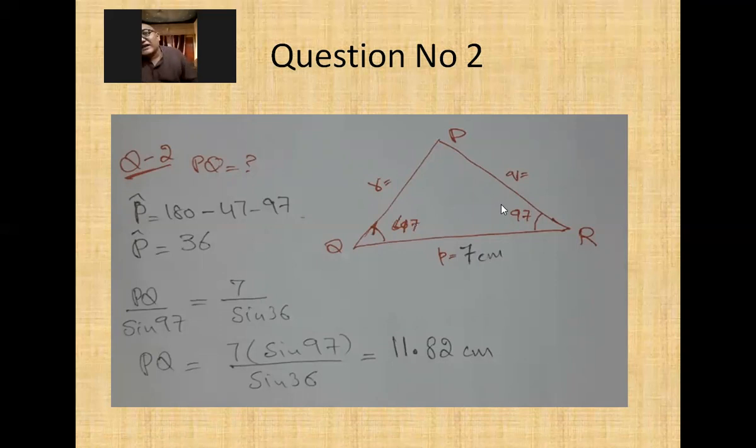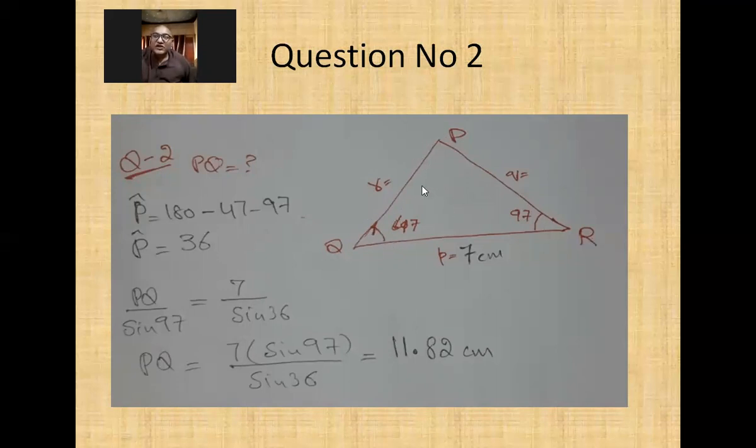These two angles are given, so I can find the third one, and that will be 180 minus 47 minus 97, and you will get 36. So this angle is 36. So this side I know, and the angle opposite to this side I also know, that's 36. And the question is, what is the value of the PQ?